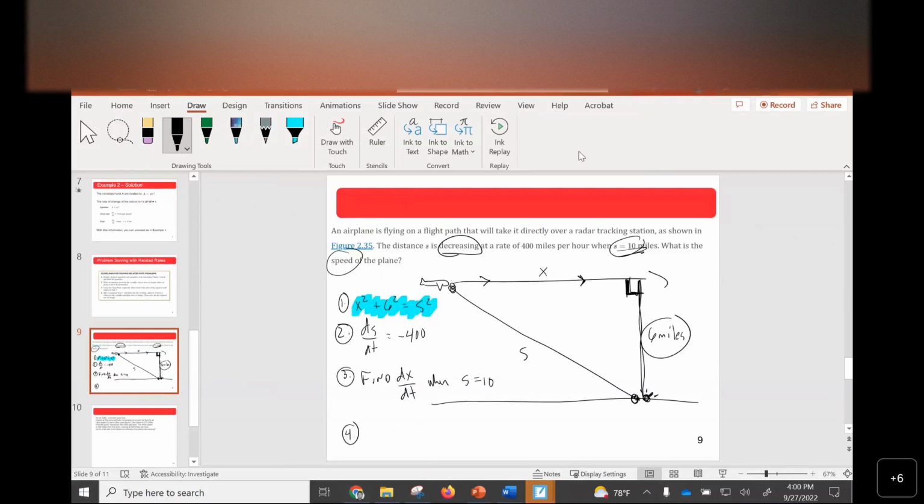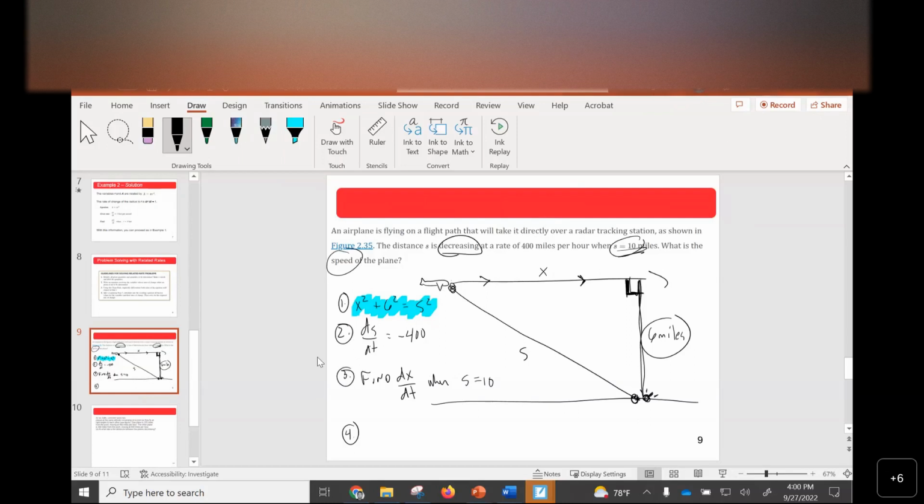Question. That's what you need. You're going to need x. You'll recognize when you take the derivative, you'll have an x dx/dt and s ds/dt. So if you want to find dx/dt, you need everything else known. So how are you going to find x at that moment in time?